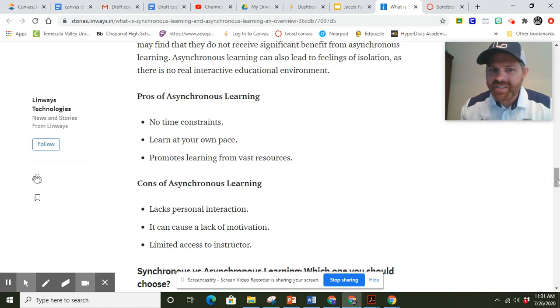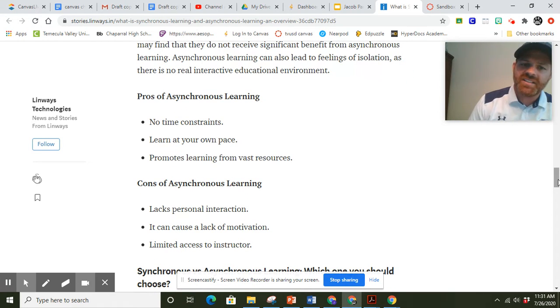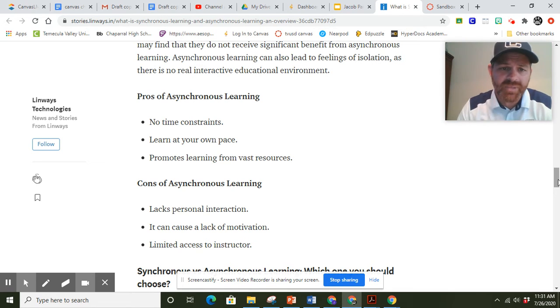They say the pro is no time constraint. I put a little asterisk next to that. Obviously, we have due dates, right? They need to do it before our next synchronous meeting or whatever due date you put on the assignment. But they could do it at 11 o'clock at night, at 6 in the morning, or during the class time. So it gives them the freedom of time, not that there are no constraints.